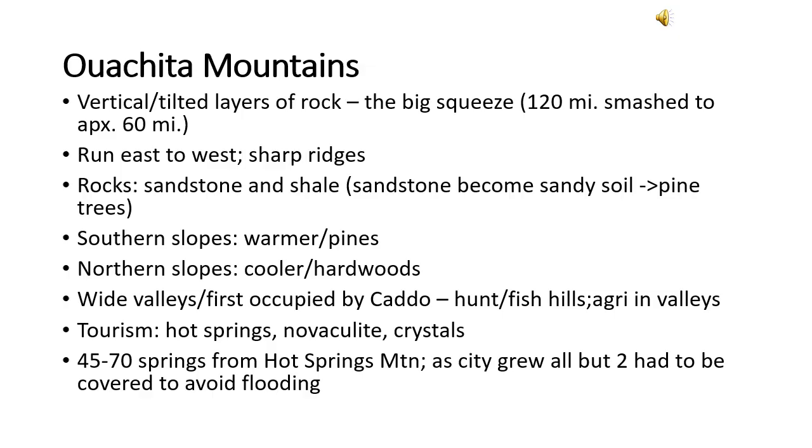The Ouachita Mountains are vertical or tilted layers of rock from kind of this big squeeze that happened that pushed the rocks up. Think of squeezing a tube of toothpaste or a cake decorator bag. As you squeeze, everything just kind of pops up out of the end. So that's how the Ouachita Mountains were formed. They're 120 miles smashed to approximately 60 miles. So they run east to west, and they have sharp ridges. The rocks in the Ouachita Mountains are sandstone and shale.